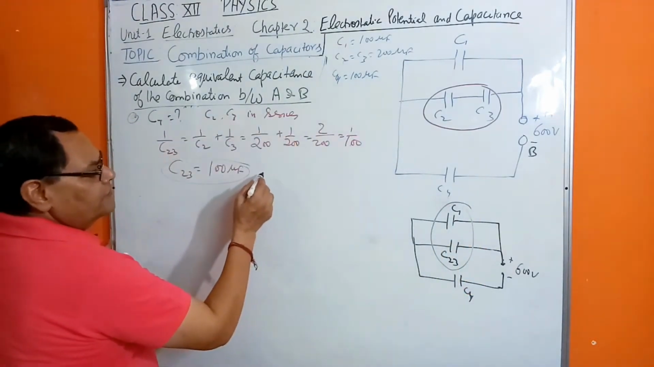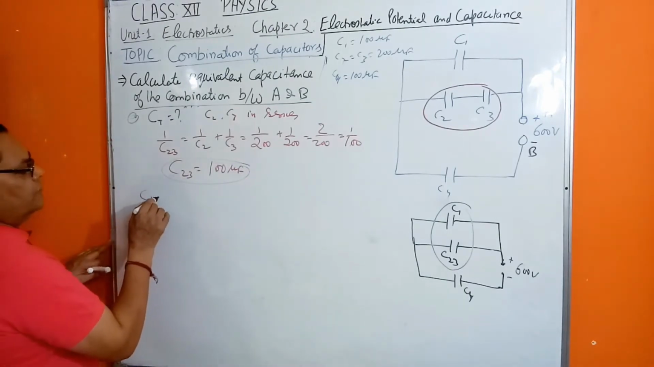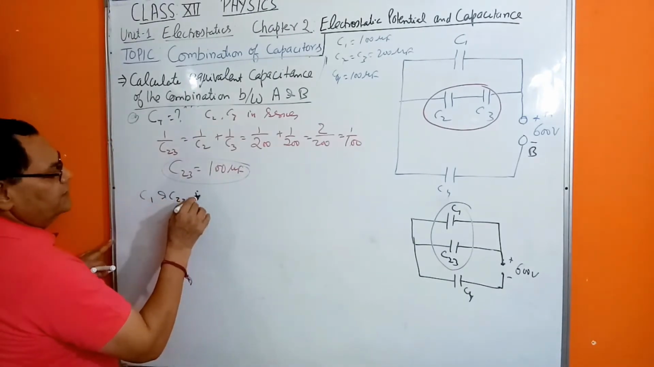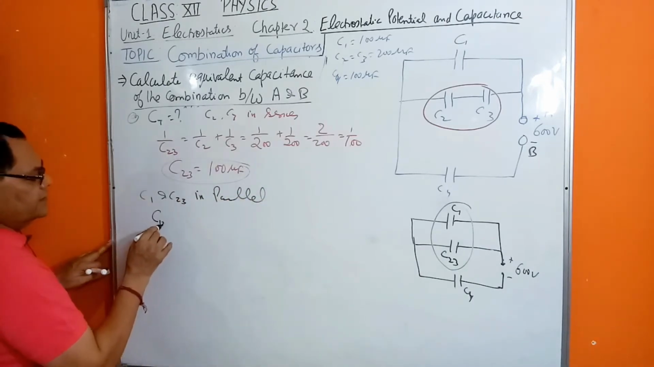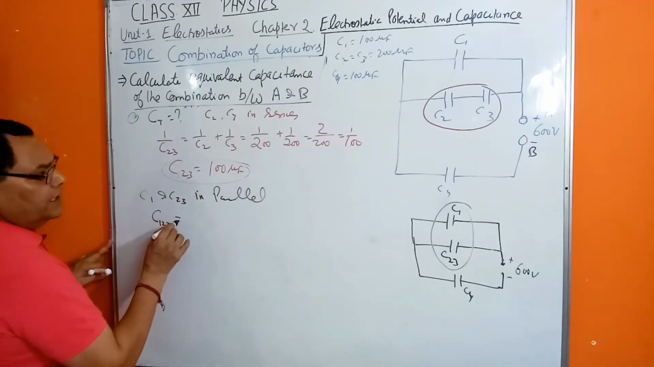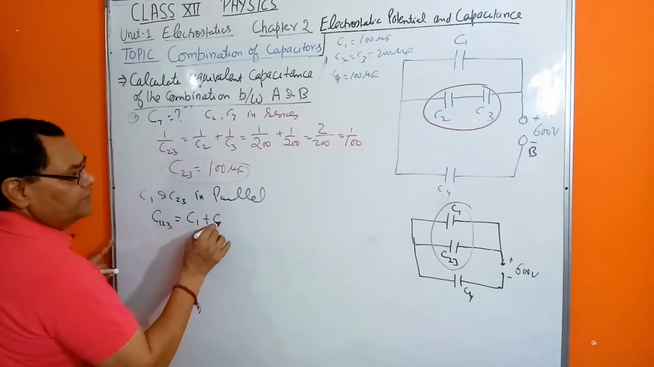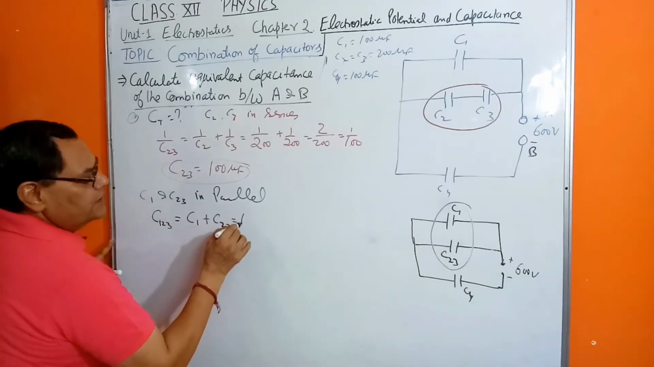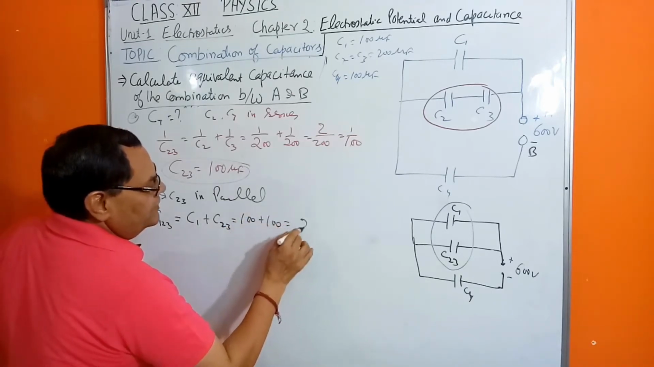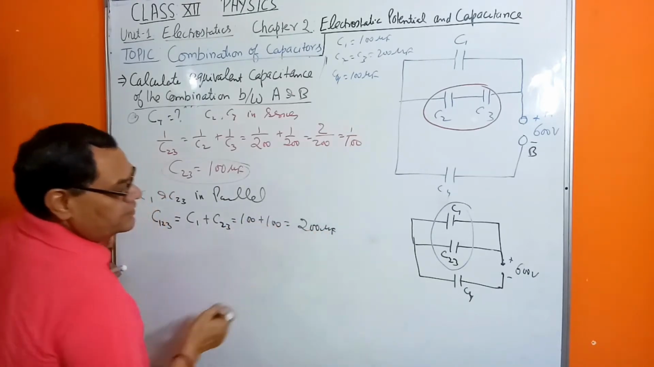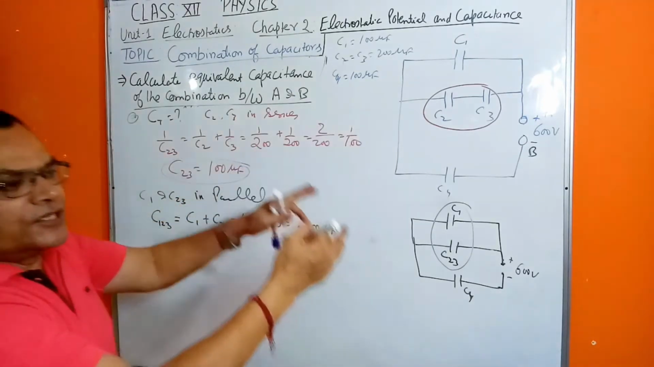So you can say that C1 and C23 are in parallel. Let's say the resultant is C123. And parallel is direct addition, C1 plus C23. Both are 100 each, so 100 plus 100 becomes 200 microfarad.